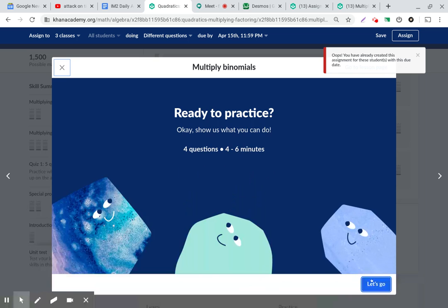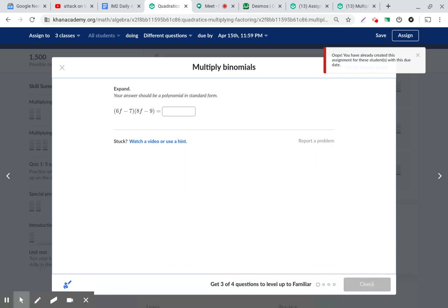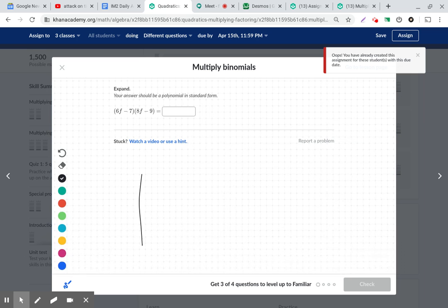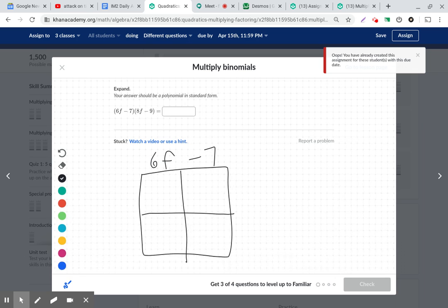The last one is basically you have to just draw the box. They don't give you the box drawn out. You got to draw it yourself. 6f, -7, 8f, -9. Do you have to write it in a certain order?